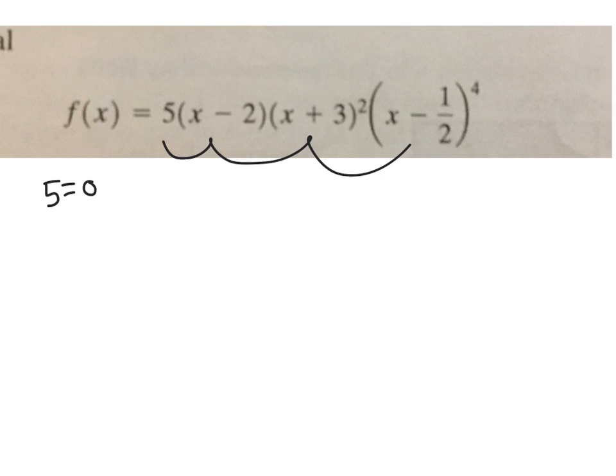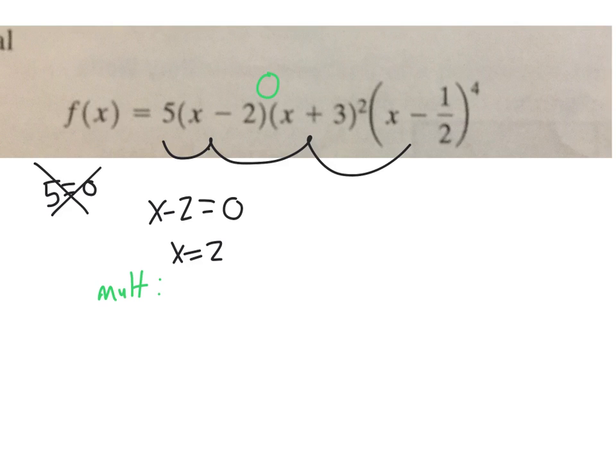That can never happen, right? So that means that doesn't give me any intercepts. Then I look at the set of parentheses. That would give me x minus 2. What if it was 0? Then I would have an x-intercept at 2. Okay? And what is the multiplicity at 2?